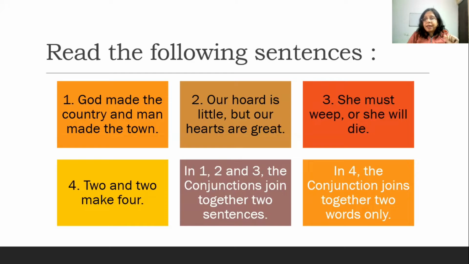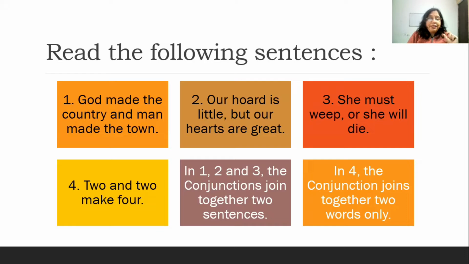Let us see the second example. Our hoard is little, but our hearts are great. Again, there are 2 separate sentences. Our hoard is little, and the other one is our hearts are great. Now these 2 are joined together with a conjunction, but. Let's see the third one. She must weep or she will die. Now another conjunction, or, is used to join these 2 separate sentences into one. She must weep or she will die.